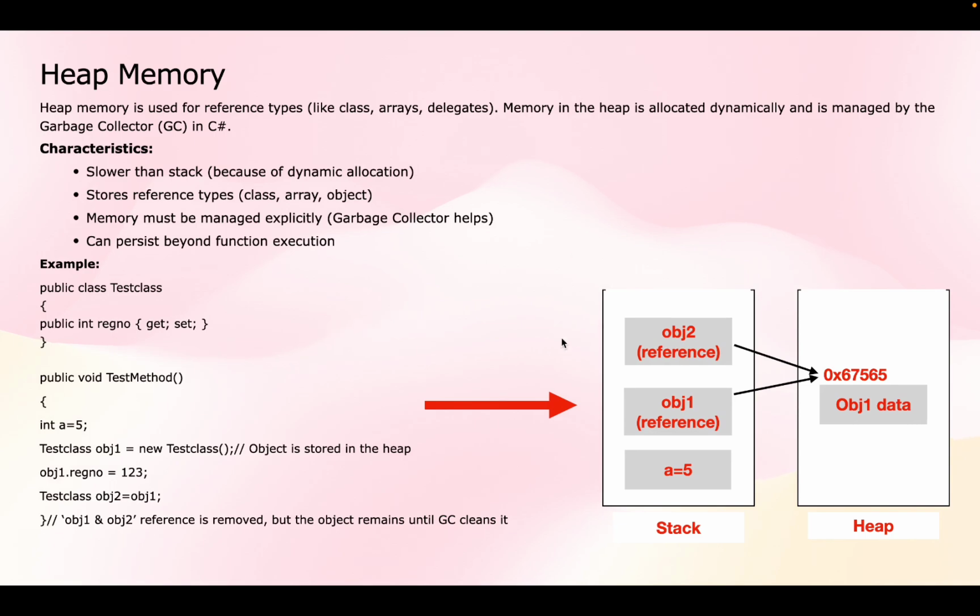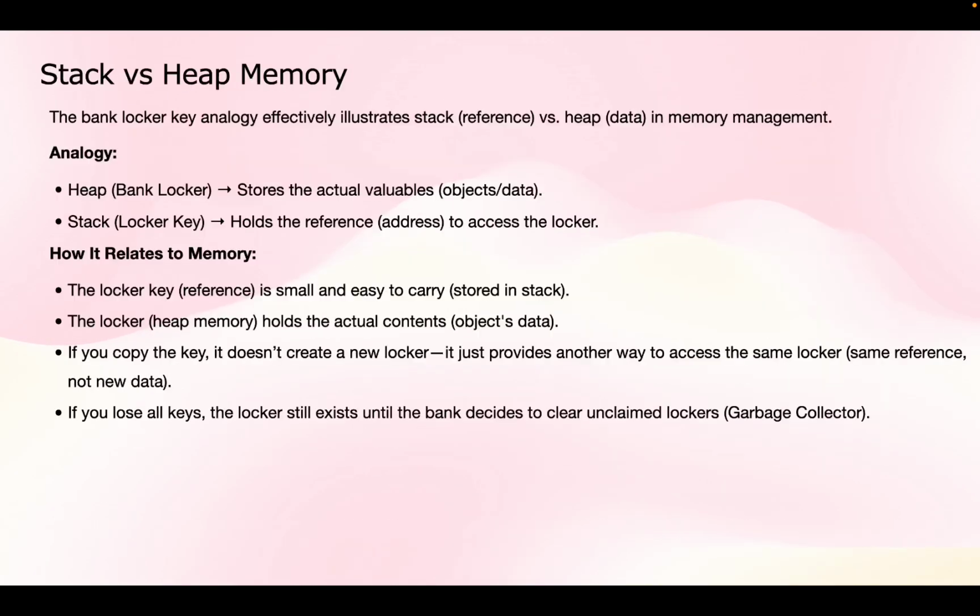Let's compare the stack versus heap memory concept with the bank locker analogy to remember easily. Consider bank locker as heap memory where actual valuables, that is data, will be stored, and locker key as stack memory which holds the reference to access the locker valuables, that is data. Like this, compiler uses stack reference to access data from heap memory. And also locker key is small and easy to carry, that is stack memory, because it holds only reference, but locker, that is heap memory, holds the actual content.